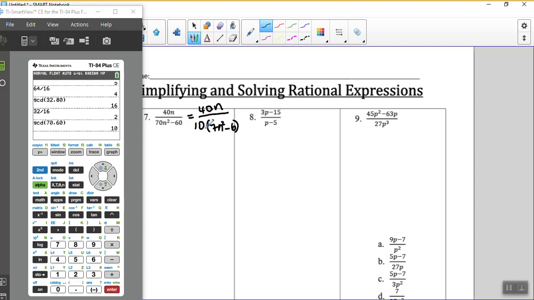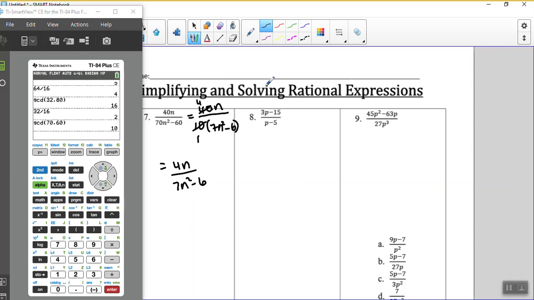And now that it's factored out, now I can reduce this. So I can go 10 goes into 40 4 times, and 10 goes into 10 once. Now the n's, I cannot cancel them out because we have the subtract 6 attached to it. So to rewrite this, you have 4n over 7n squared minus 6, and that is my simplified version. I cannot simplify this anymore.